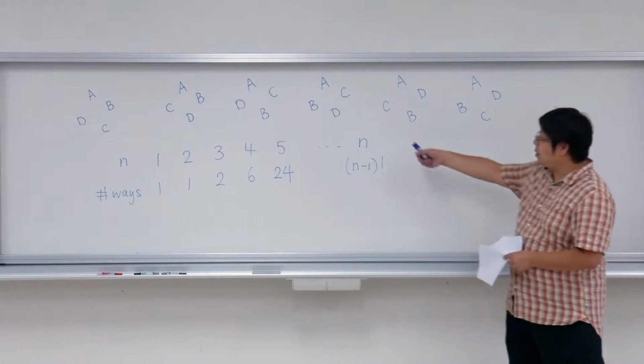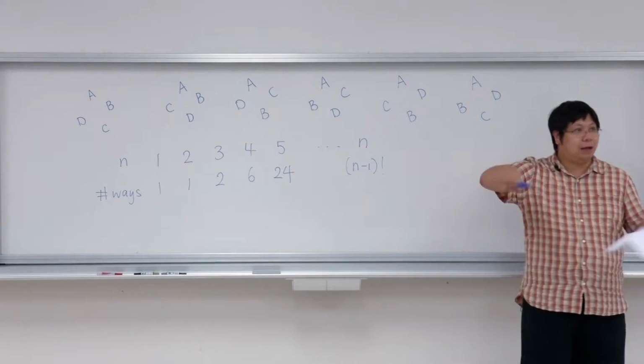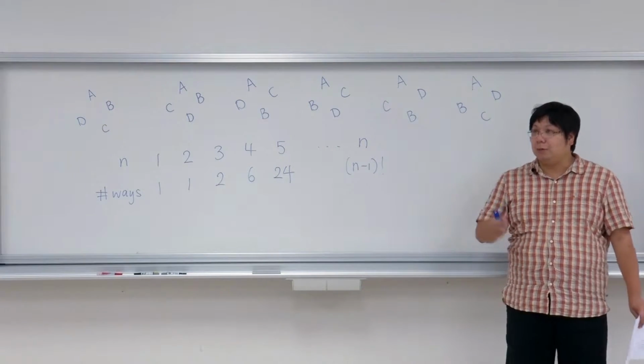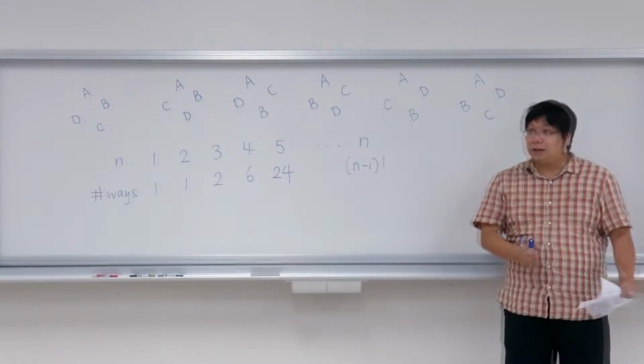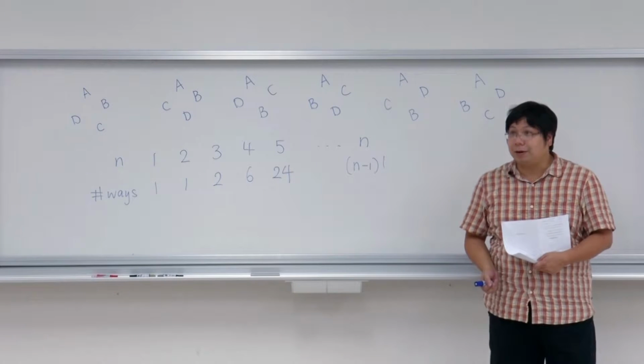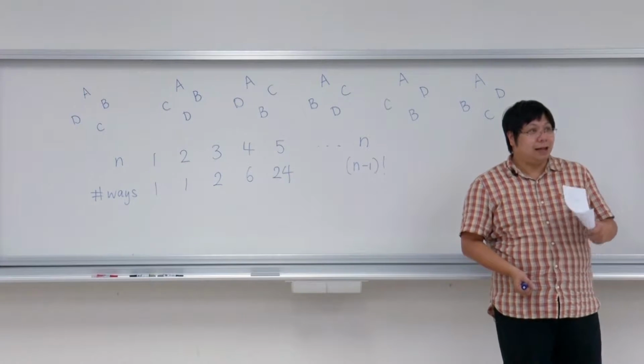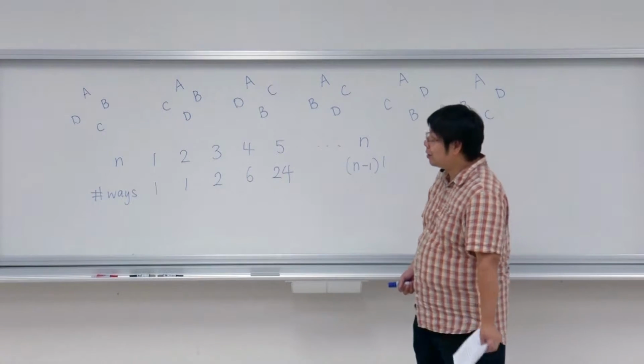So n, it's not n factorial. N factorial means that you can arrange everything freely. N minus 1 factorial means that one of them should be fixed, and then the others you can arrange freely, right? So you can interpret things like this. And this is my way of interpretation.